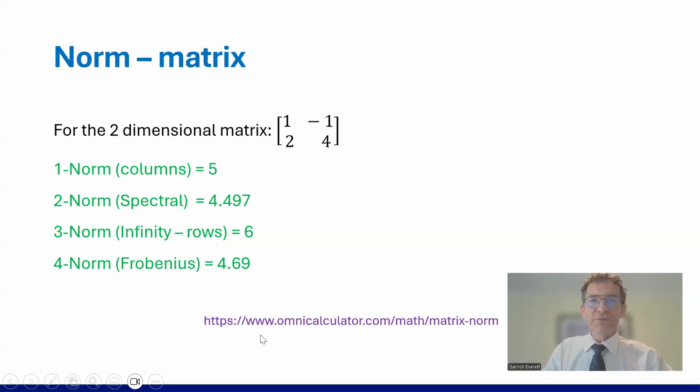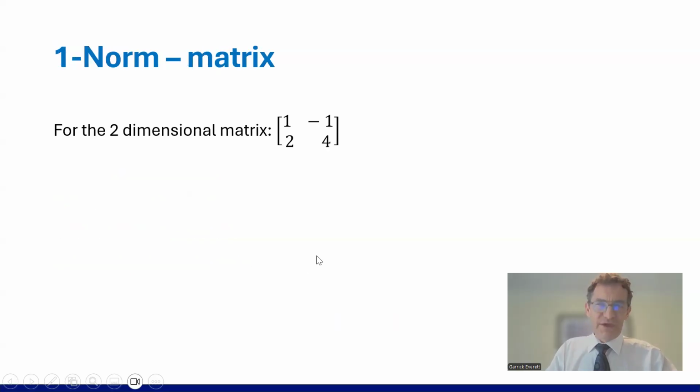There's also a calculator. There's a bunch of different ones. If you Google matrix norms or calculator, you can come up with a bunch of them. I'm using the Omni calculator just to check my work, and that's how you can do it too. It's pretty straightforward. The trick is to do it without the calculator.